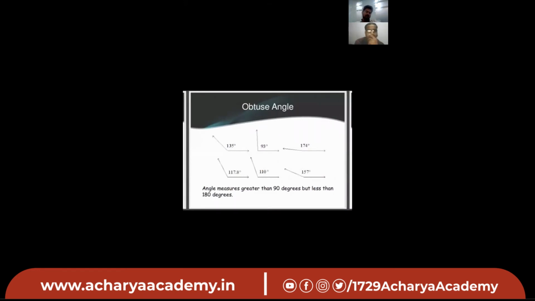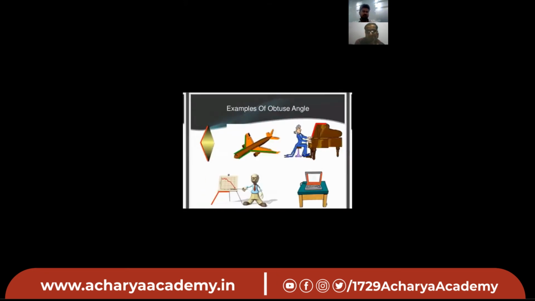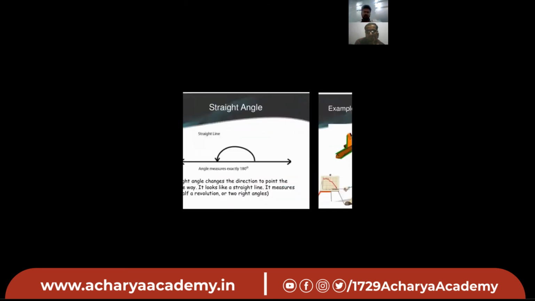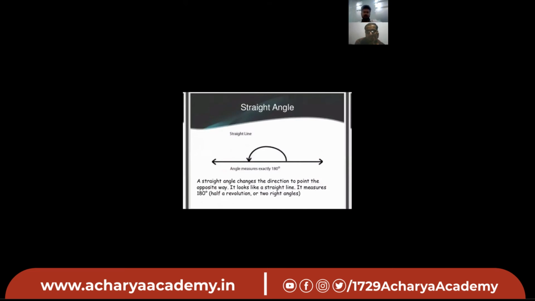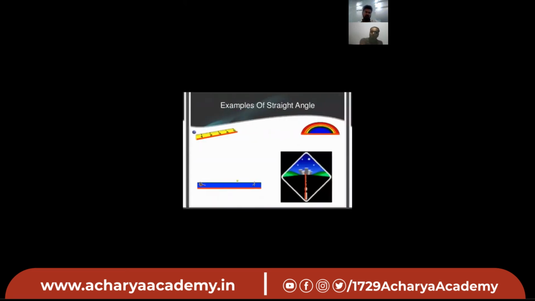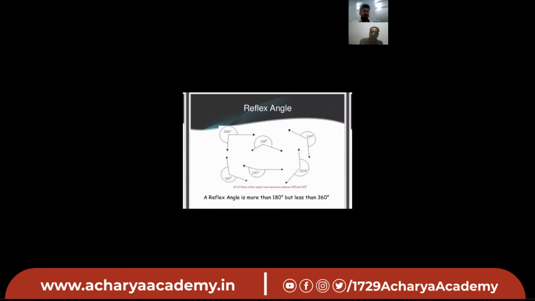An obtuse angle measures greater than 90 degrees but less than 180 degrees. Here you can see some obtuse angles. These are examples of obtuse angles. A straight angle changes the direction to point the opposite way. It looks like a straight line. It measures 180 degrees. A reflex angle is more than 180 degrees but less than 360 degrees. These angles measure between 180 degrees and 360 degrees.